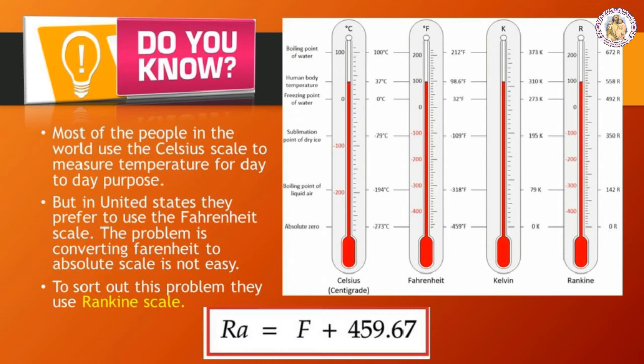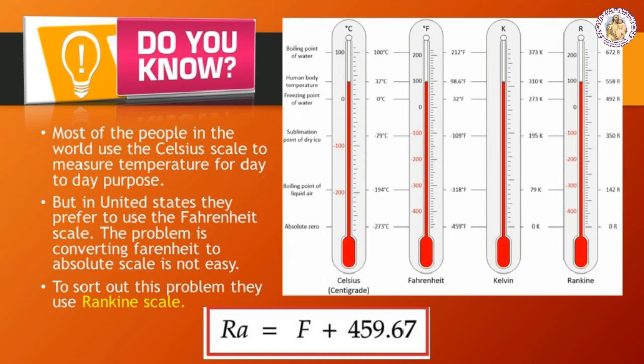Do you know most of the people in the world use the Celsius scale to measure temperature for day-to-day purpose? The Kelvin scale has been designed in such a way that it is not only an absolute temperature scale but also 1 degree Celsius change is equal to 1 Kelvin change. This makes the conversion from Celsius to the absolute temperature scale, that is Kelvin scale, easy. Just the addition or subtraction of a constant 273.15.